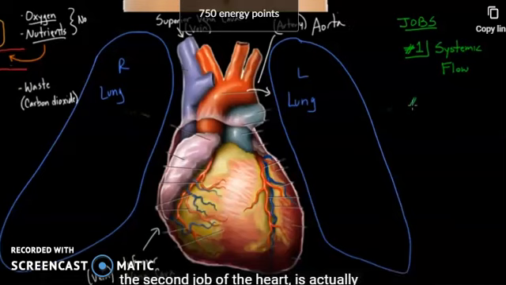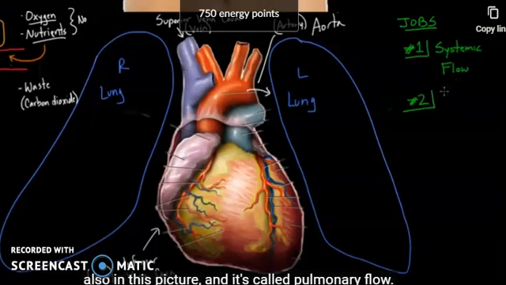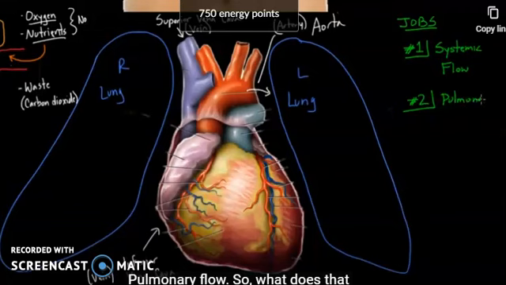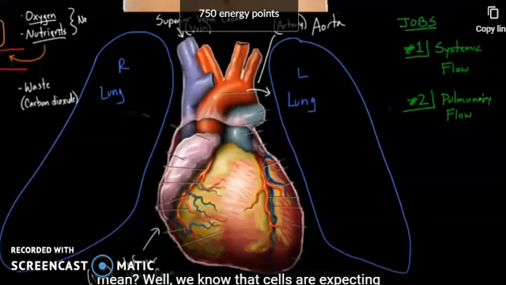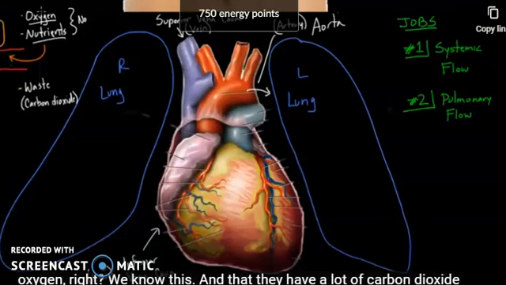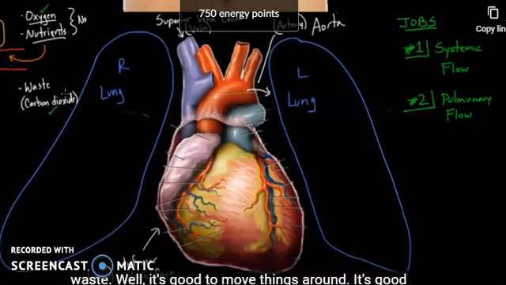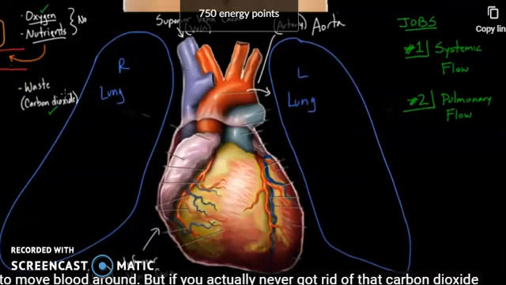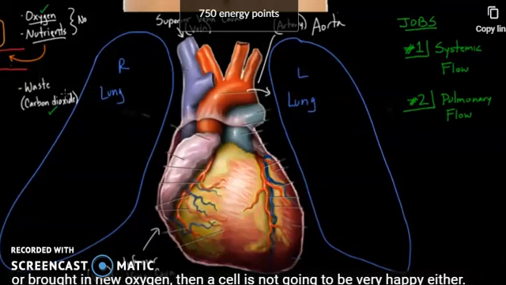But that isn't the only job of the heart. The second job of the heart is also available in the picture and is called pulmonary flow. So what does it mean? Well, we need oxygen, right? We know this, and we also know that some sort of waste is generated, and there should be a way of getting rid of it.